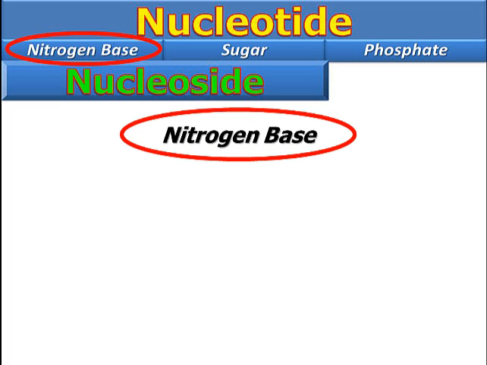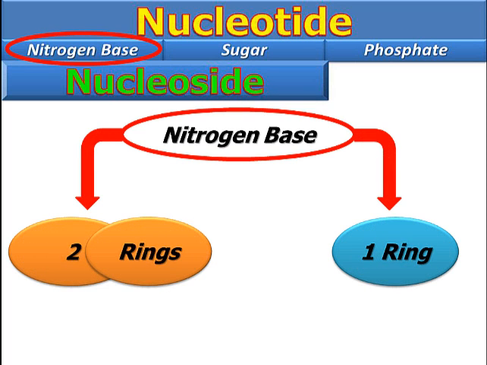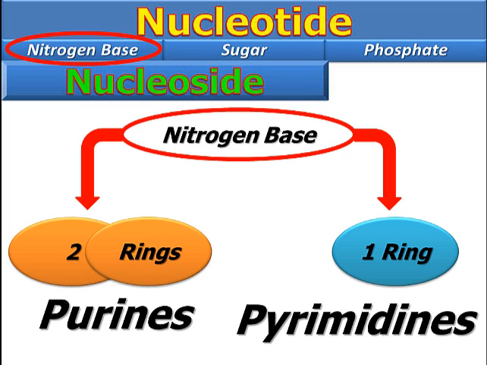First of all, nitrogen bases. They could simply be divided into two main groups. One group with one ring and the other one with two rings. The one with two rings are called purine, and the one with one ring is called pyrimidine. I think you have heard the name at least from high school.